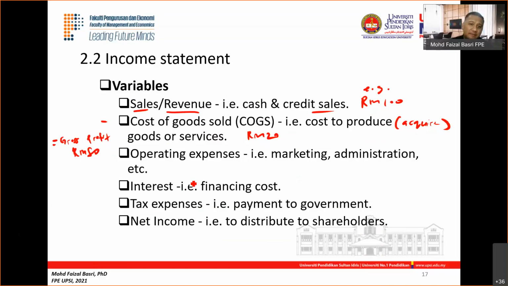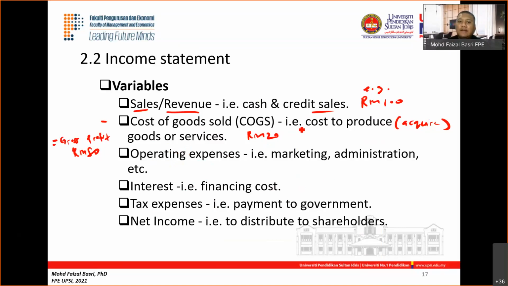But does it mean my profit for the transaction is RM80? Not yet. We need to consider other expenses. Okay, expenses to run the business especially. Ataupun operating expenses. So after we deduct the cost of goods sold, we need to deduct other expenses, okay, which is known as operating expenses.